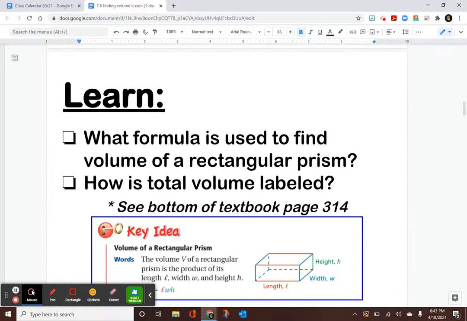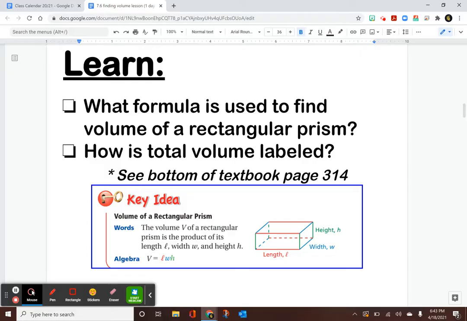There's a formula that can be used instead of having to place a bunch of blocks inside a shape and do a bunch of counting. And the formula is V for volume, length times width times height. Our textbook uses the word product, and product is just a multiply.